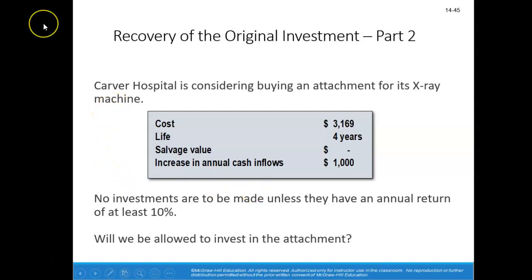Here we have Carver Hospital. They considered buying an attachment for its x-ray machine. So as an attachment, we have an x-ray machine already, but the attachment has a cost of $3,169. It can be used for 4 years. And because of this attachment, it'll increase our annual inflows by $1,000. No investment is to be made unless there's an annual return of at least 10%.